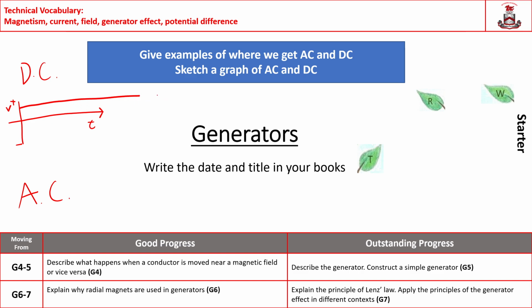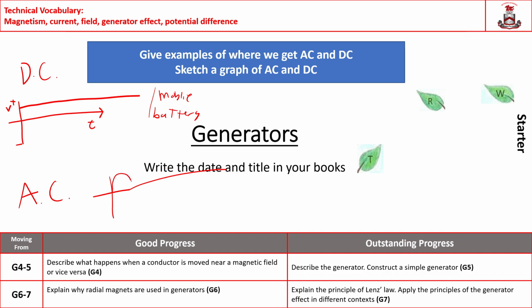Now, give examples, well, your mobile phone. So mobile has one. Any battery or cell, anything that you don't have to plug into the mains. So if you use something like a torch, anything that's run by batteries, it will be direct current. So let's have a look at AC, which stands for alternating current.